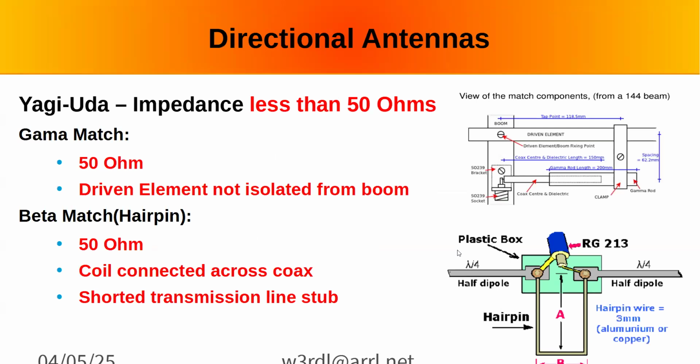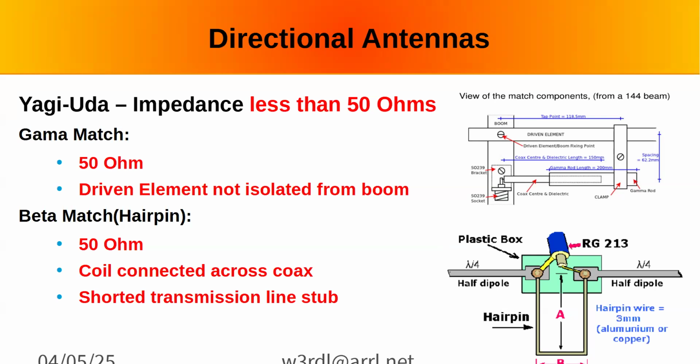Okay. Typically, they're somewhat less than 50 ohms. I think more like 35 or something like that. You can use what's called a gamma match, where the one advantage is the driven element can be one solid element, just like your directors and reflectors. And it can be connected to the boom.